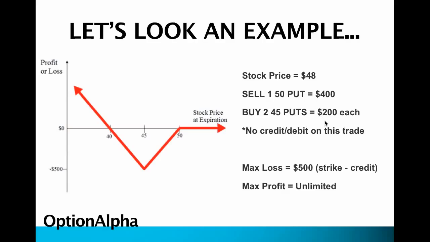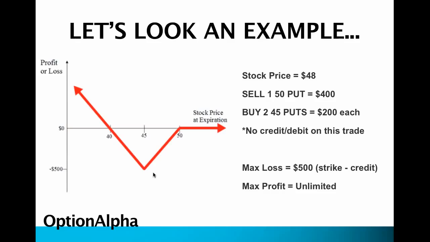The one put that we sold at 50 is going to completely fund the purchase of the two puts at 45 since they're $200 apiece. Now the maximum loss is $500. And this is because we're going to take the strike price of the short put and subtract the credit we're actually going to get if it closes right here at 45. So again, remember, if the market closes right at 45, which is our long put, our two long puts at 45 expire worthless. They're not worth anything. But our short put at 50 is going to be in the money by about $500. So we're going to have to buy that put back at $500. That's what creates the maximum loss.